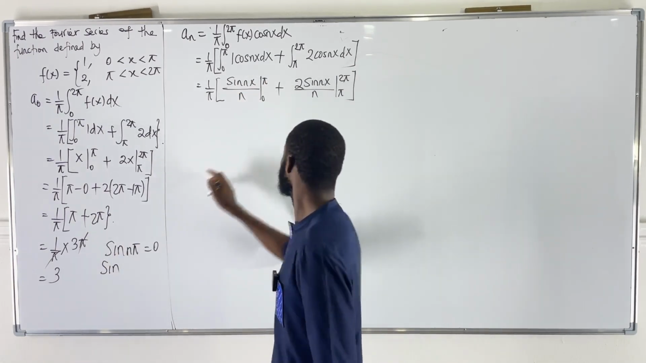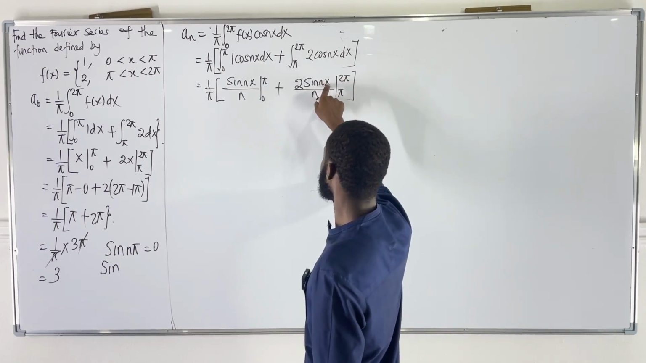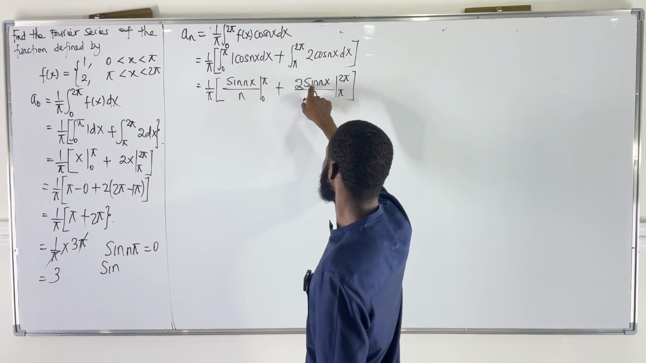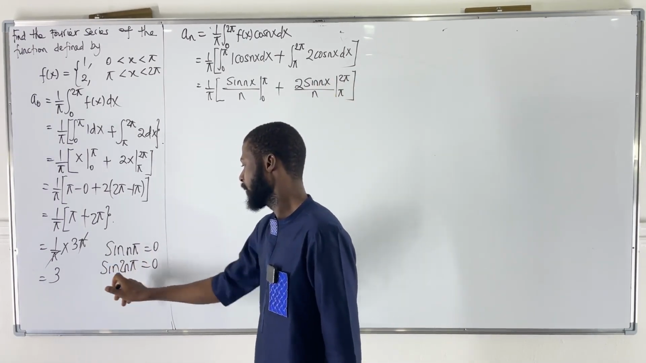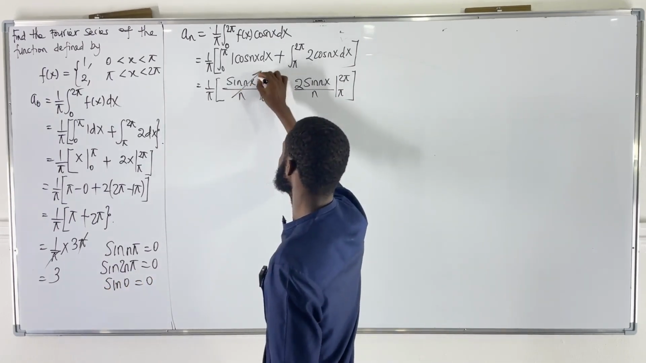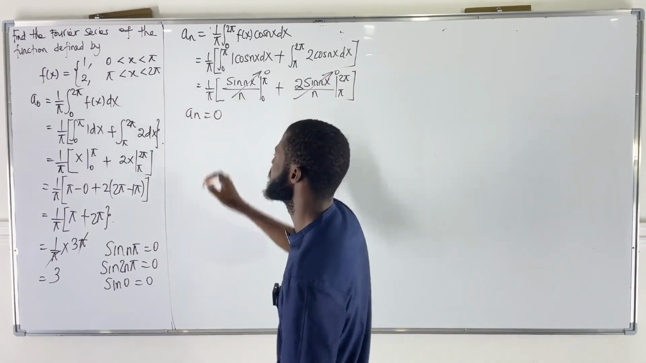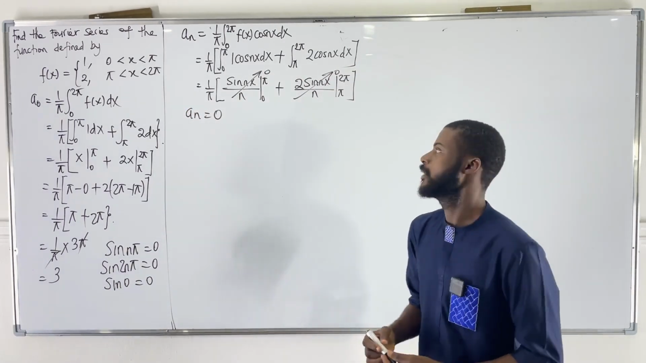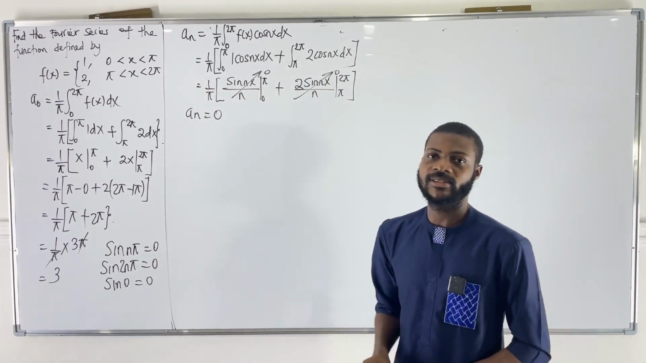Next, when you put 2 pi, n times 2 pi is 2n pi. Sine 2n pi is still 0. And then sine 0 is also 0. So if this is 0, this is 0. That means every single thing for a sub n is 0. That's the meaning, because 0 times what's outside will give us 0. So a sub n is gone.